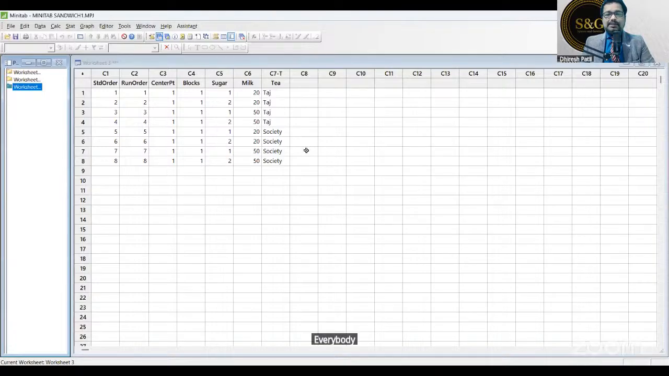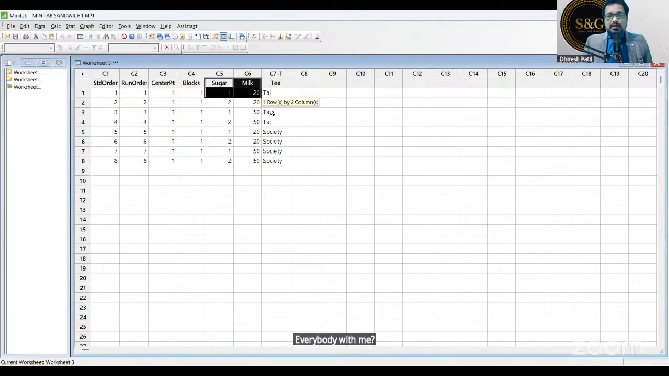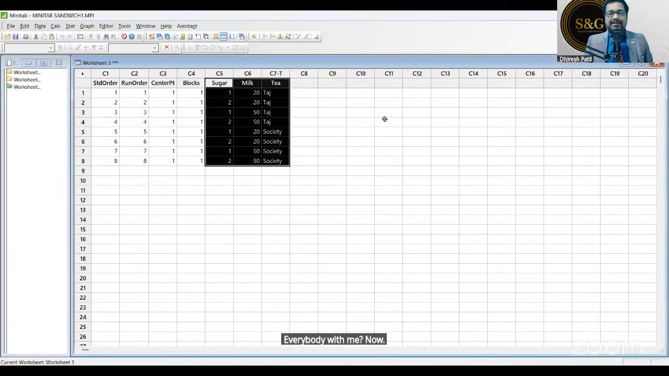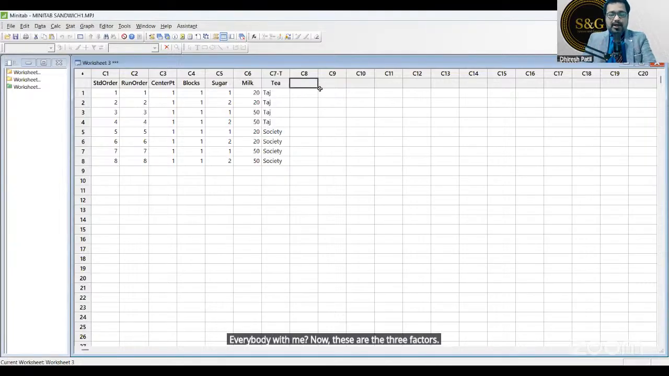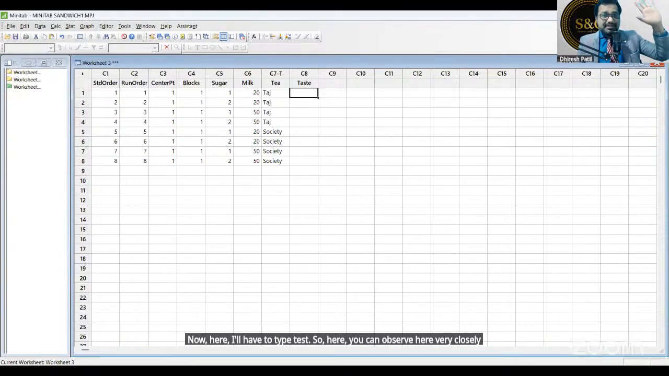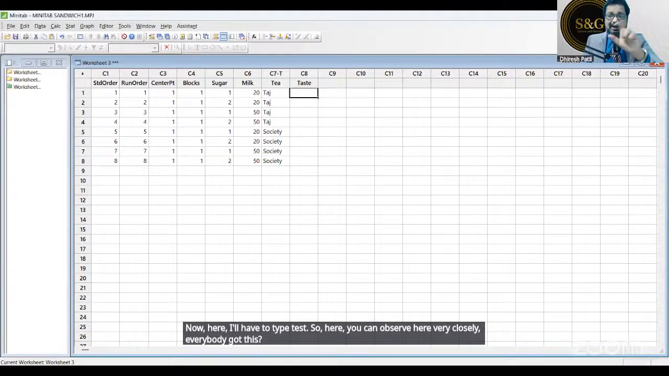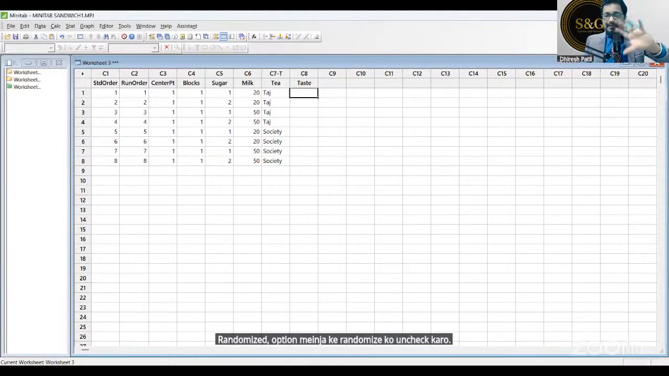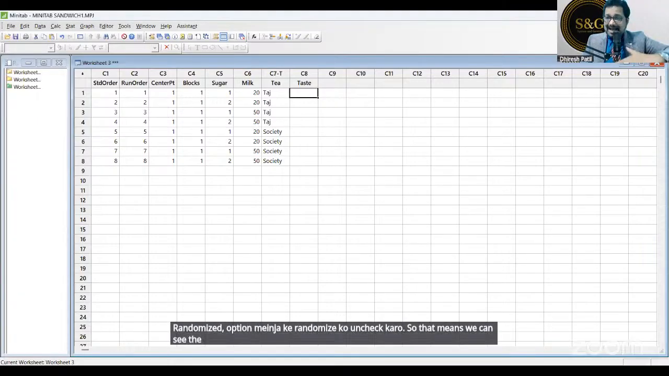Everybody with me? Now these are the three factors. Now here I'll have to type test. So here you can observe very closely. Everybody got this? Go to the Randomize option and uncheck Randomize. So that means we can see the complete design easily.